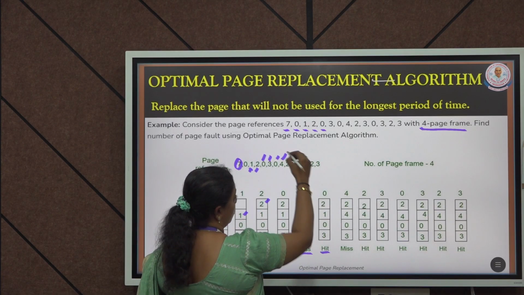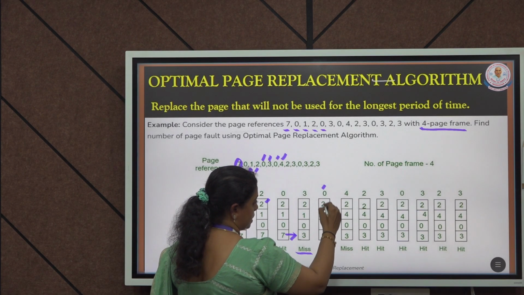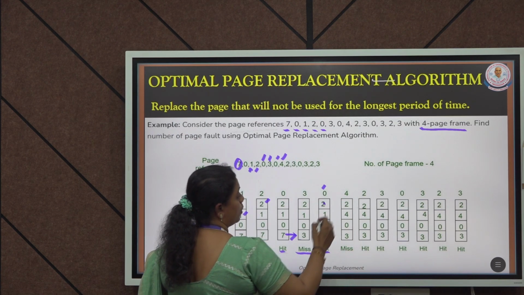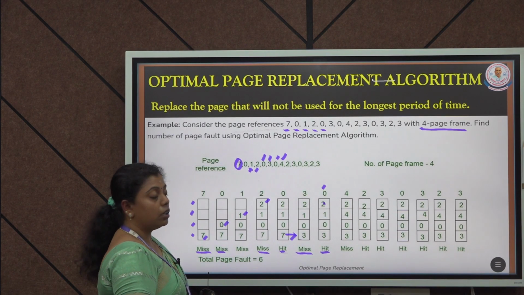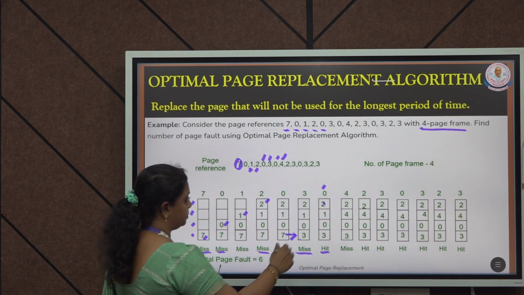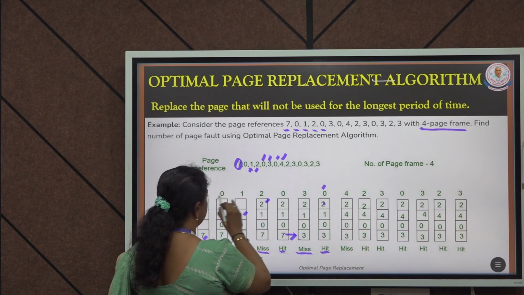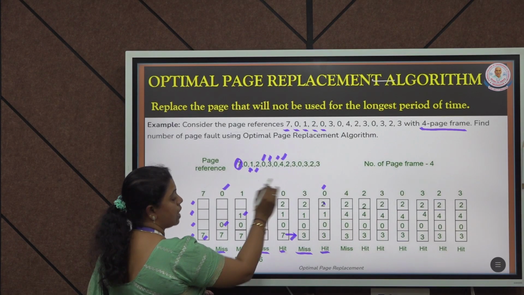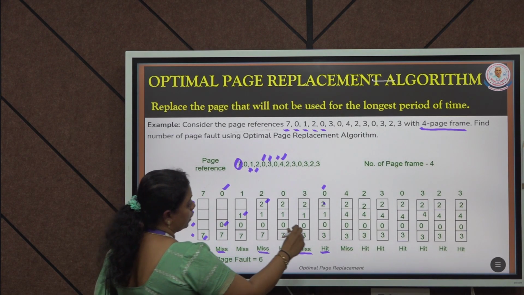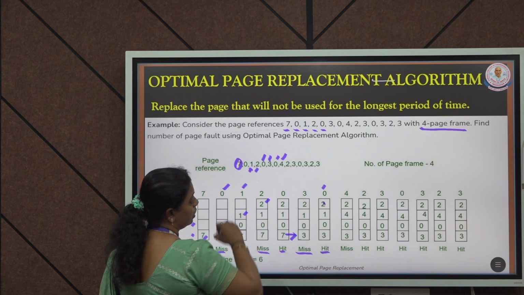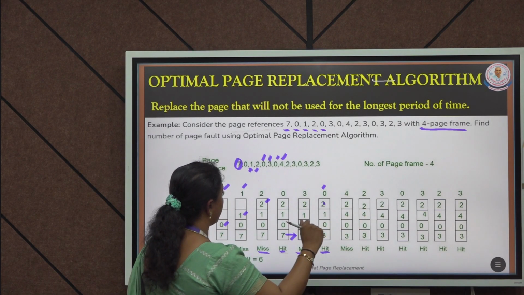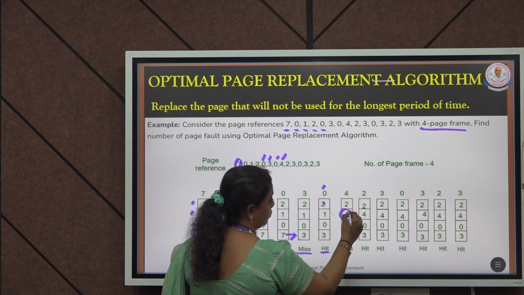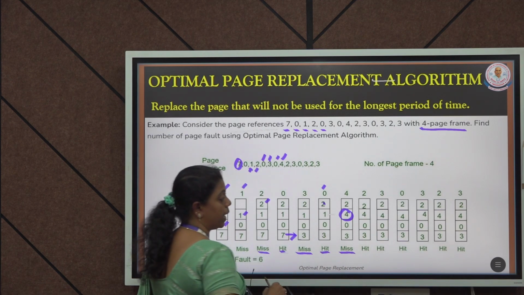The next one is 4. See here, 4 is not present in 2, 1, 0, 3. So 4 is not present in the frame. So I am going to replace the string that is no longer used. Check here, 7 we have already replaced. If I take 0, 0 is already used, so no need to replace that. Then we can take 1. 1 is no longer used. Okay. So I am going to replace 1 with 4. Here it is considered a page fault.